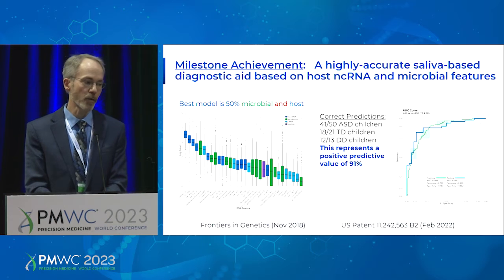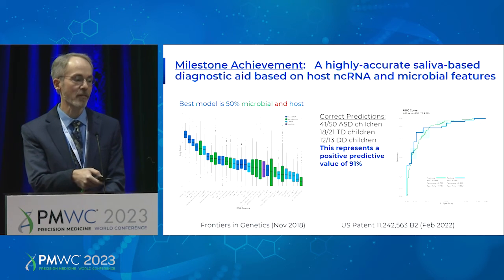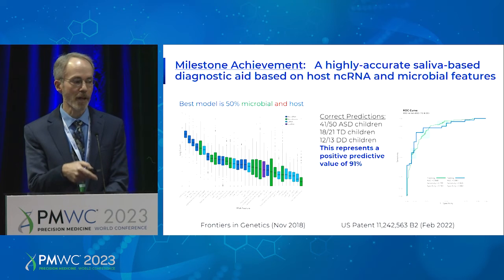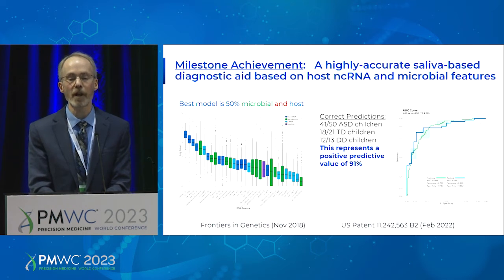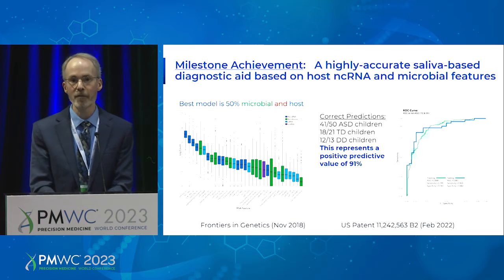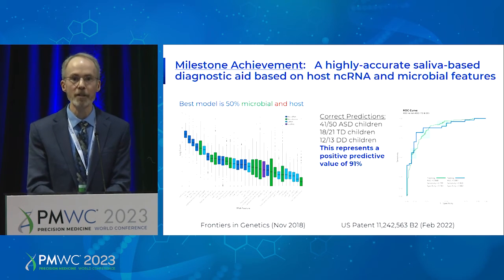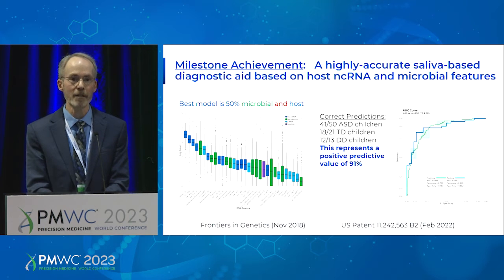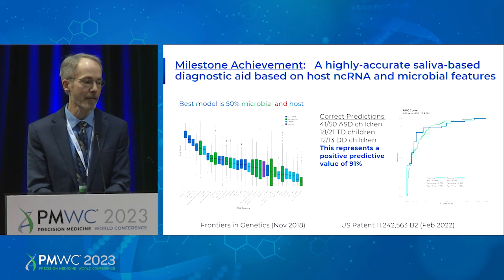And you can see the performance curve. It looks fairly impressive on the right side of this. The composition of this classifier was approximately half human and half microbial, supporting the utility of using that readout in saliva that comes from the gut-brain axis.